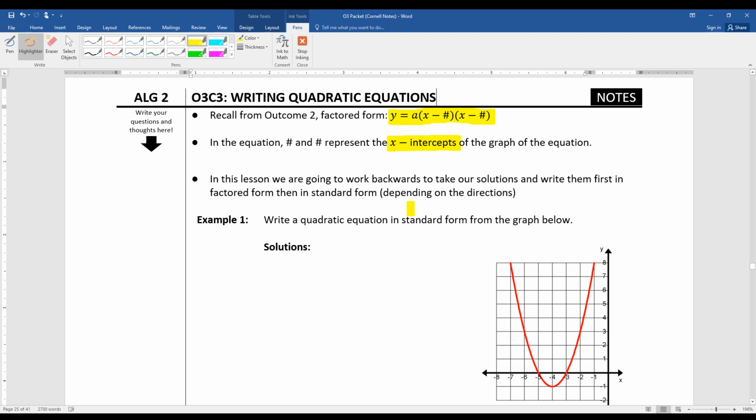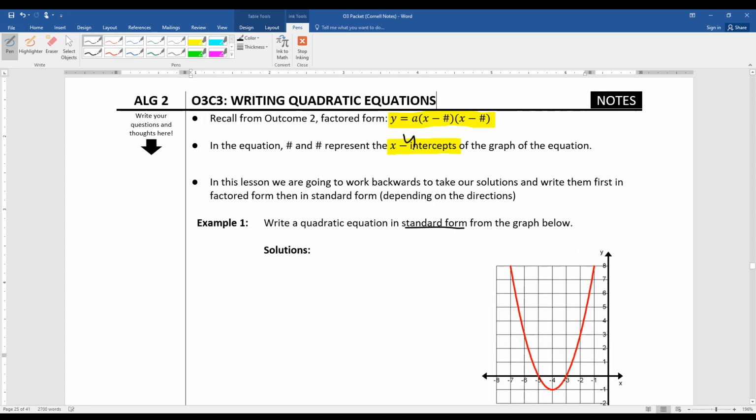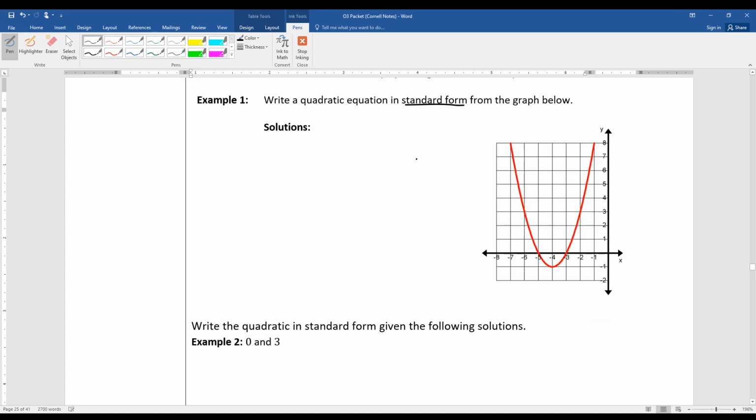So in this lesson, we're going to work backwards. We're going to take our solutions, write them first in factored form, so like this first thing that we have highlighted, and then we're going to try and get it back into standard form. So example 1 starts off with asking me to write a quadratic in standard form. So that means that my answer should end up looking like y equals ax squared plus bx plus c.